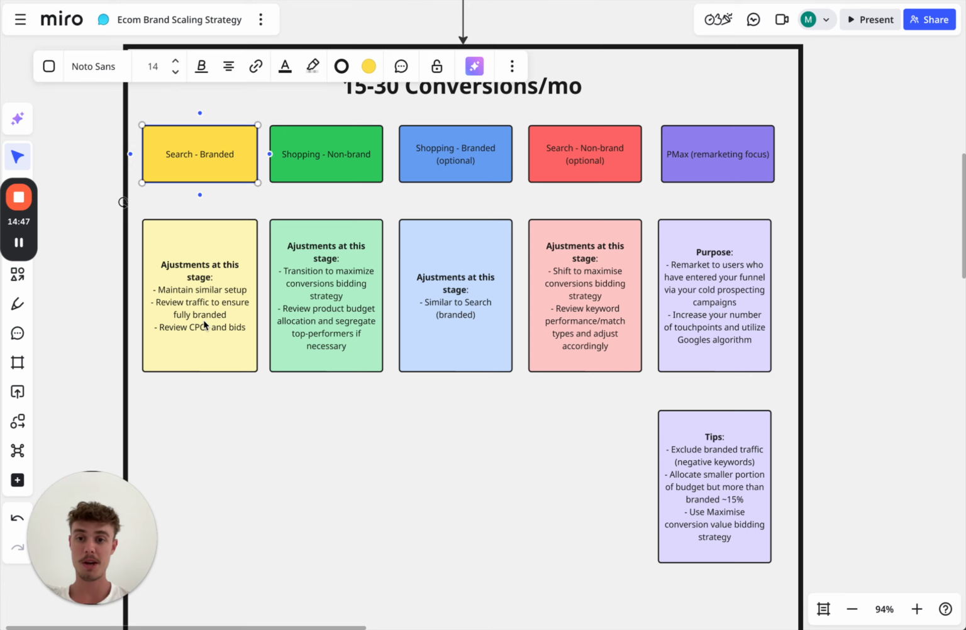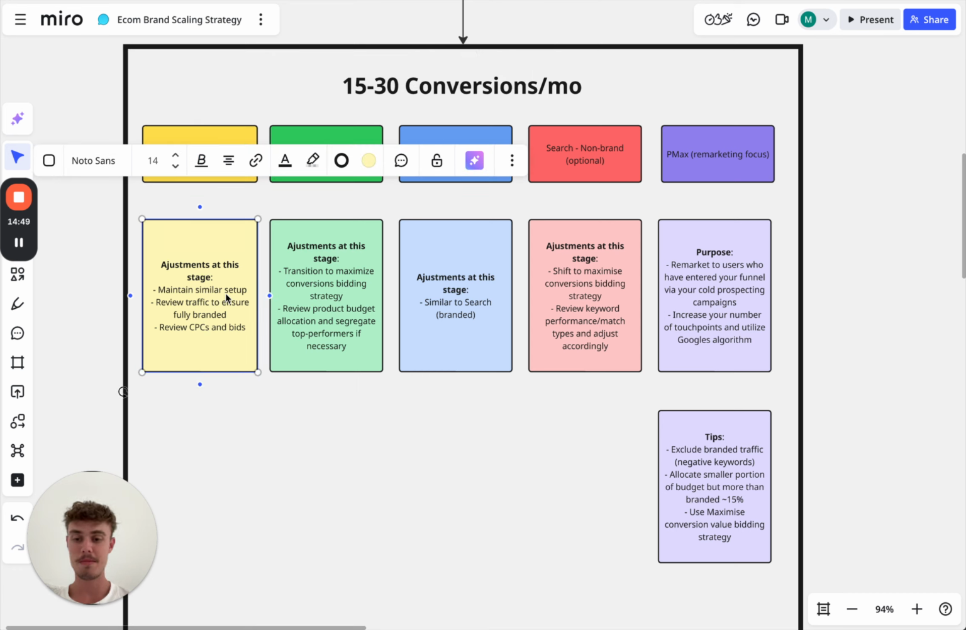First of all, in the branded search campaign, you want to maintain a very similar setup. You don't really need to change much. Branded search never really changes much, nor does branded shopping from the beginning of the account. So maintain a similar setup. Just review your traffic to make sure you are just driving fully branded traffic. You're not getting any non-branded stuff in there, and it is still extremely targeted on your brand name. Review your CPCs and your bids for manual CPC. Make sure that you're bidding the right amount. You're not bidding too much, you're not bidding too little, and you're showing for all the required searches.